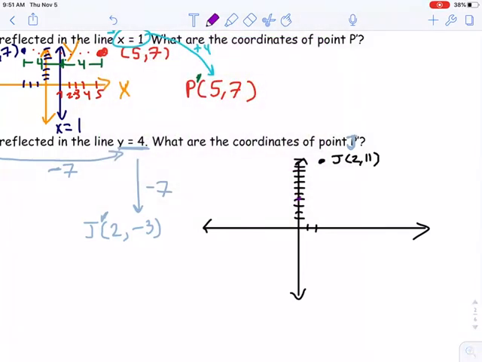Now y equals 4. That's 4 right there. So it's going to be that. Now notice how it's 1, 2, 3, 4, 5, 6, 7 down. So that's a distance of 7. So I have to go 1, 2, 3, 4, 5, 6, 7. And that's at -3 as predicted.